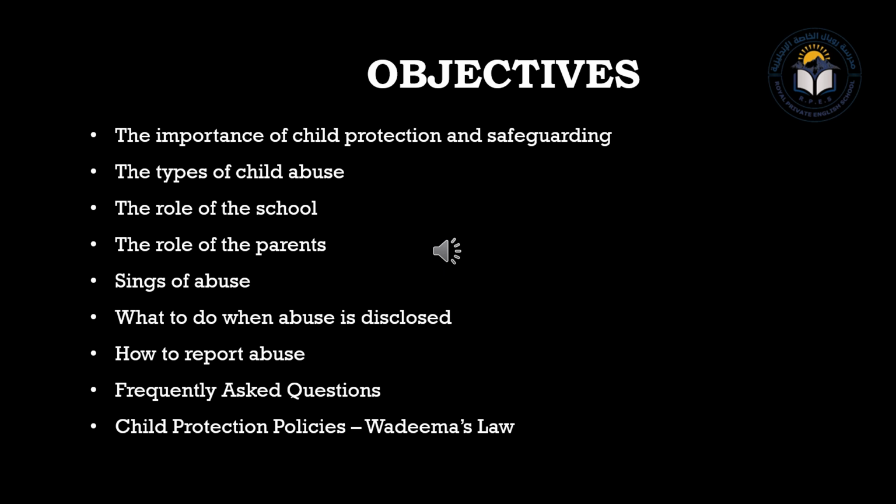Let's take a quick look at what we'll be covering today. The importance of child protection and safeguarding. The types of child abuse. The role of the school. The role of the parents. Signs of abuse. What to do when abuse is disclosed. How to report abuse. Frequently asked questions. Child protection policies, Wadeema's law.